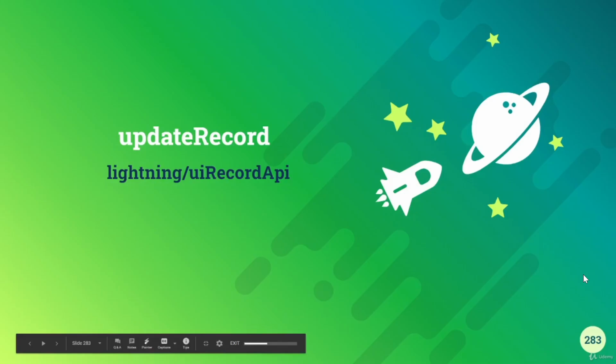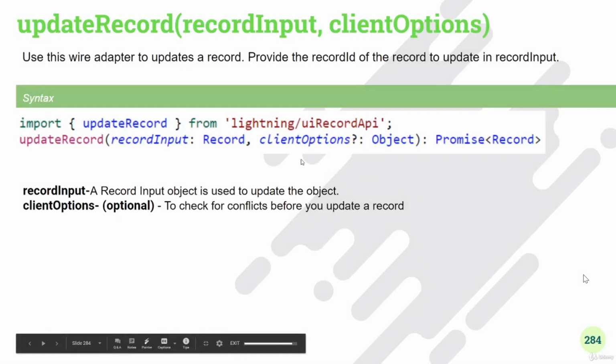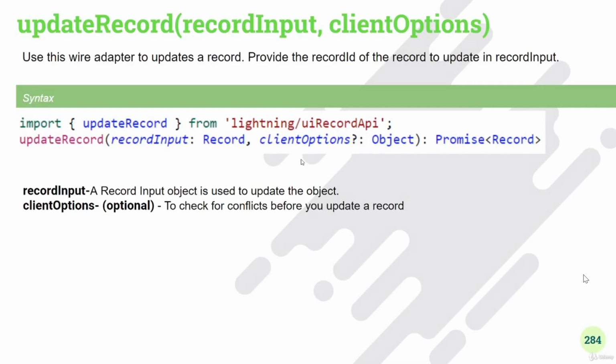In this video, we will talk about the update record function, and this function we import from the Lightning UI record API module. So we use this wire adapter to update a record. We provide the record ID of the record to update, and the record input. So it's definitely necessary to pass the record ID, then only this function gets to know which record it has to update.